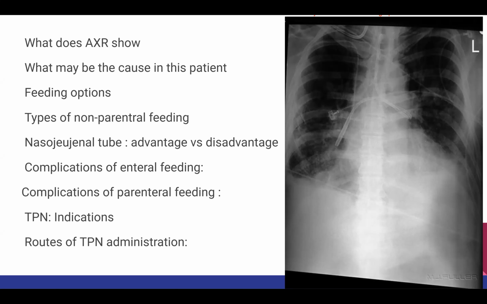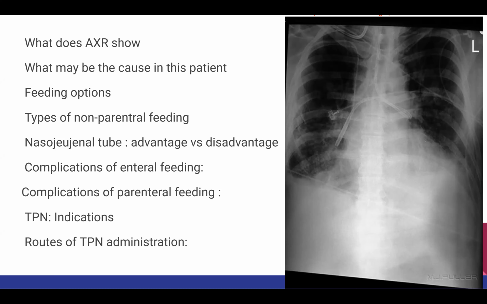You will say that this is a chest X-ray, AP view, in which the NG tube can be identified. Now, the NG tube cannot be seen crossing the carina. It is above the diaphragm in the midline, and its tip is not present in the stomach. So we can conclude that this is not a safe time to commence the TPN or the enteral feeding.